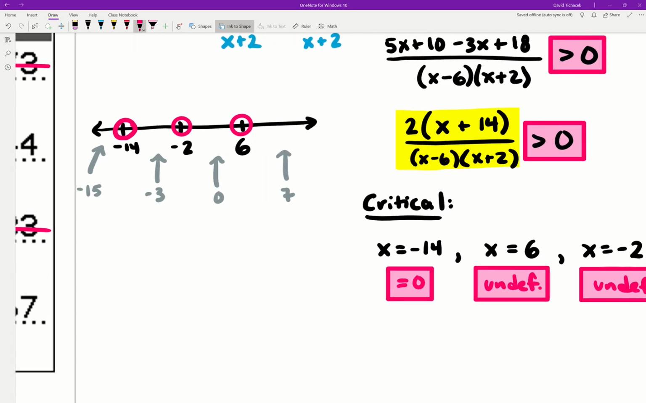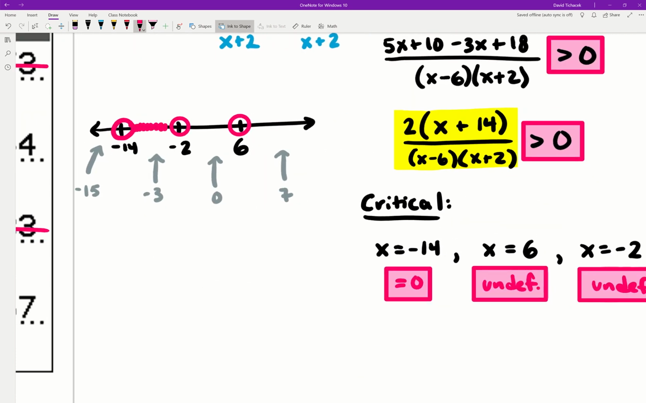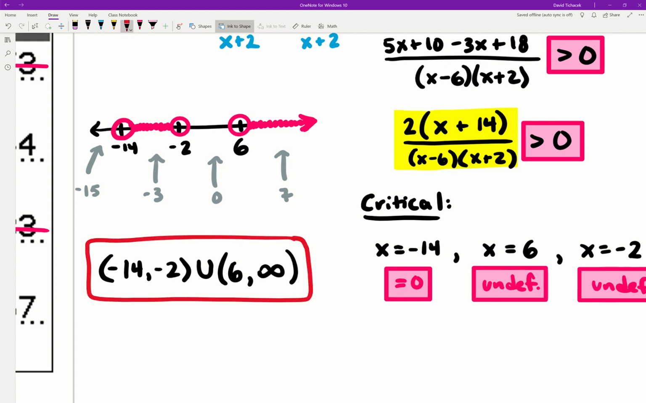So if I come back to my number line here, I'm going to go ahead and shade in those regions, because these would be regions that are a part of my solution set, okay? So, of course, that is going to be the region from negative 14 to negative 2 with parentheses around them because, remember, we're not including them. And we're going to unite that with the set from positive 6 all the way out to positive infinity. And that represents our solution set for this problem, okay?